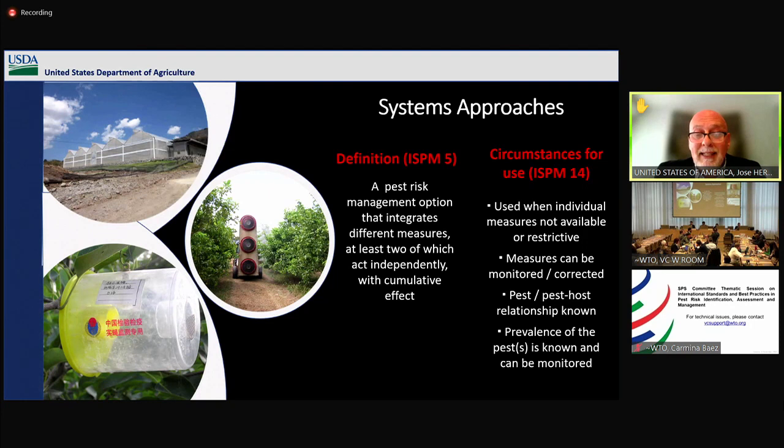ISPM 14 states that systems approaches may be considered when one or more of the following circumstances apply: when individual measures are unavailable or restrictive, when individual measures can be monitored and corrected, when pest and pest-host relationships are well known, and when prevalence of a host pest is known and can be monitored. The requirement of monitoring the efficacy of the measures may be difficult or resource intensive, but combining measures can be quite effective. Next slide, please.